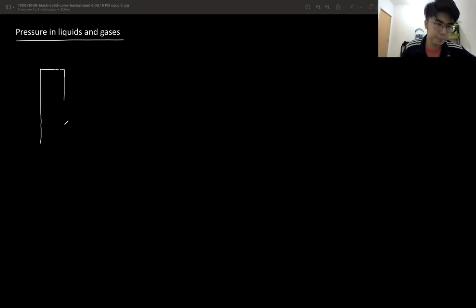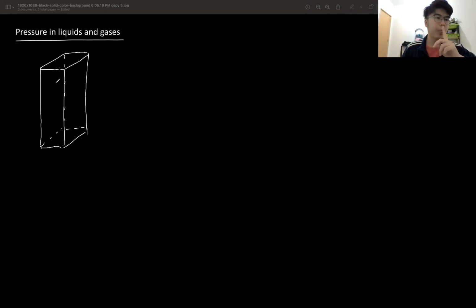How do you define it? Very simple term. Force over area, right? Force per unit area. So let's say you have a column of liquid, a container completely filled with liquid. Now, the force acting at the base of the container is the weight of the entire liquid, correct? Yes, right? So the weight of the entire liquid pressing at the bottom of the container.